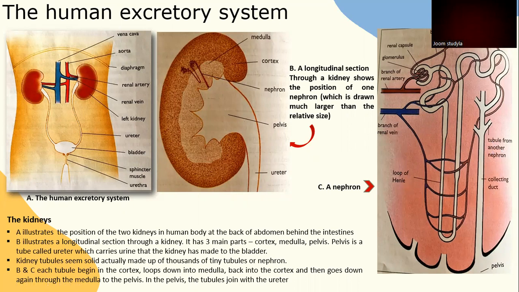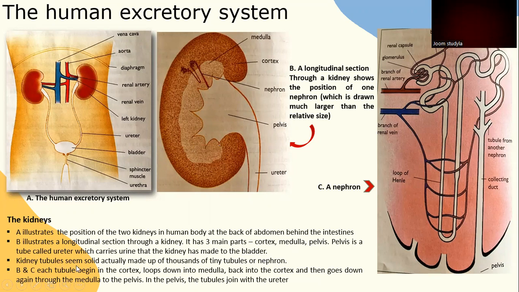Let's look into the kidney. Diagram A illustrates the position of the two kidneys in the human body, at the back of the abdomen behind the intestine. Diagram B illustrates a longitudinal section through a kidney, which has three main parts: cortex, medulla, and pelvis. The pelvis leads to a tube called the ureter, which carries urine that the kidney has made to the bladder.